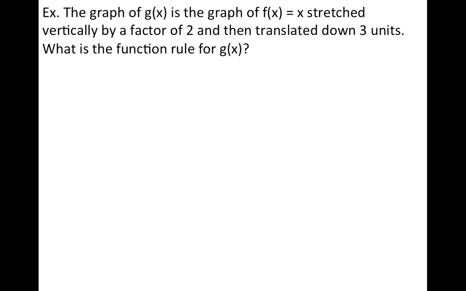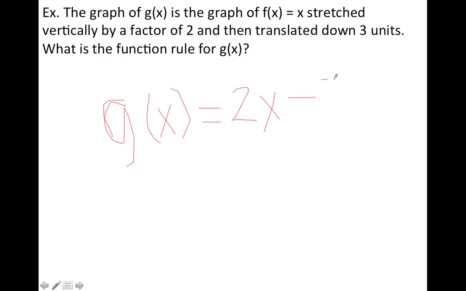So if we look here, the graph of g of x is the graph of f of x equals x. It is stretched vertically by a factor of 2. It is then translated down 3 units. We have to figure out the function rule for g of x. I can write it here, g of x. And since it is a vertical stretch of 2, that means our number goes out front of our x term, and our x term is just x, so we'll have 2x. And then since we are translating down 3 units, it's going to be minus 3. Again, it won't be grouped with x because it is translated down, so we're moving our y values down 3.